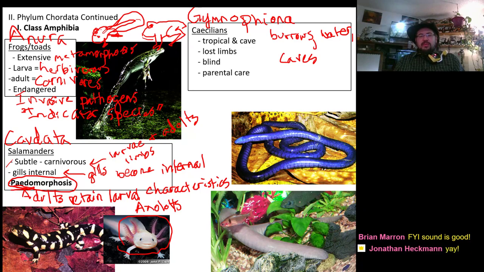So, one of the really cool features of these guys is the secondary loss of limbs. The Sicilian has a resemblance to snakes. They have a secondary loss of limbs, and they are motile based on muscular movement. So, very cool. Sicilians, almost all of them, are blind. Eyesight being particularly unnecessary in burrows and caves. They have other sensory structures.